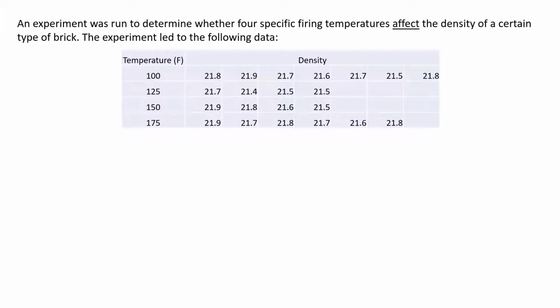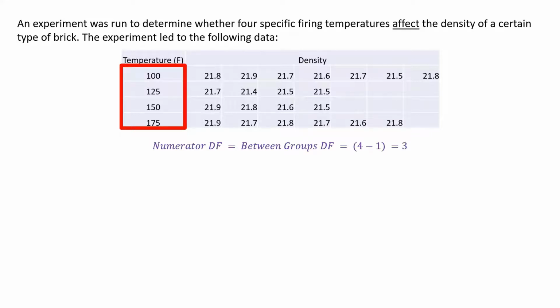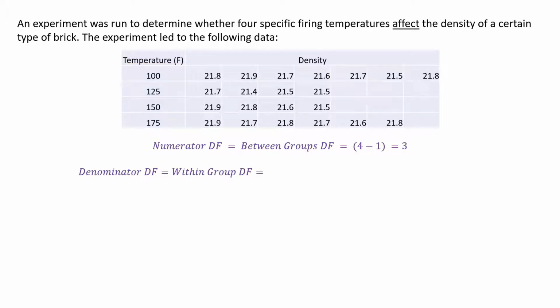All right, so how many groups do we have? There are 4 groups. Those are the 4 temperature groups: 100 degrees, 125 degrees, 150 degrees, and 175 degrees Fahrenheit respectively. For each group, density readings are given. We have 4 groups, which means the numerator degrees of freedom, or the between group degrees of freedom, should be equal to 4 minus 1, which is 3. Now we need to find the denominator degrees of freedom, also called the within group degrees of freedom. For that, we have to look at the number of degrees of freedom within each group and sum them up.